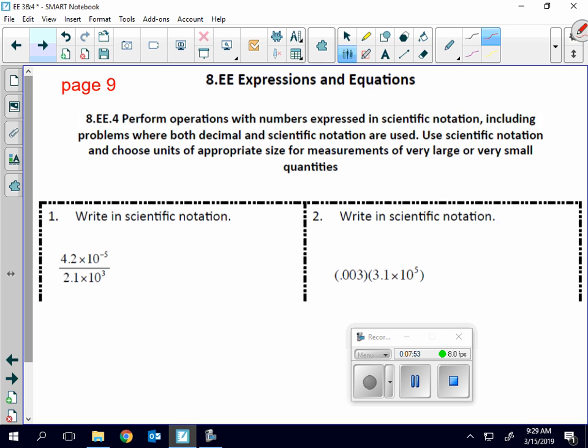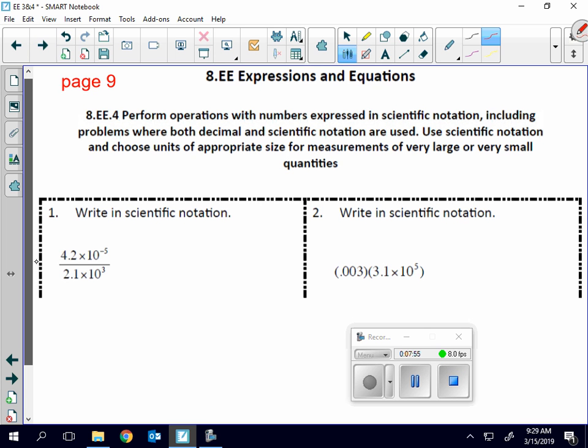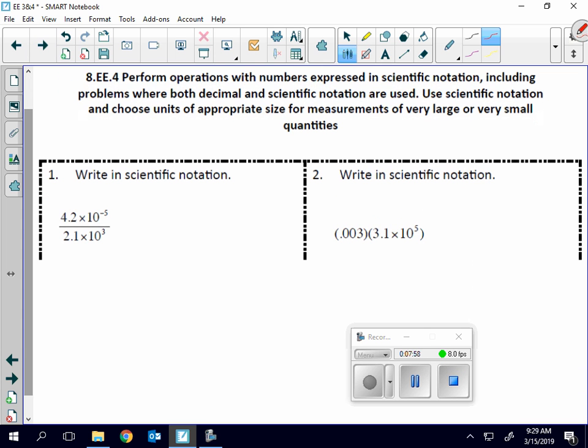All right, the next page, page 9, we are going to write this in scientific notation. What operation is this? Hopefully you know that that is division. We are first going to divide the numbers out front. When we divide those numbers out front, well, this is actually an easy one. We're going to write it here so we know what we're doing. We're dividing 4.2 by 2.1. We're going to do that in a minute.